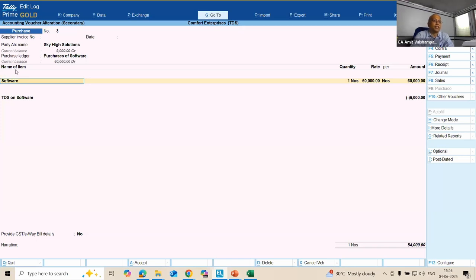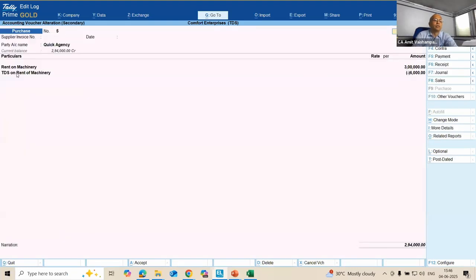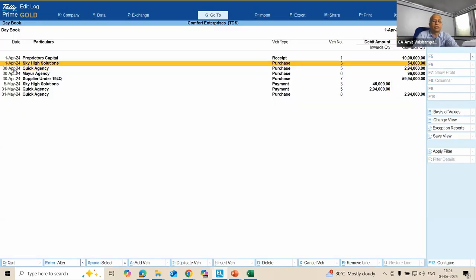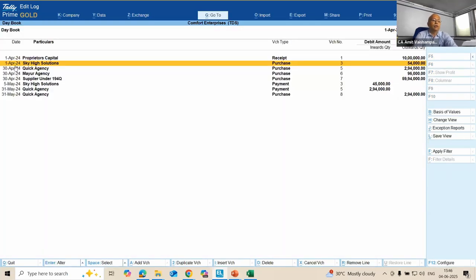So this is a product, this is the nature of item, name of item. I remember discussing this change mode. So this is an item invoice and not an accounting invoice. The previous one was an accounting invoice. This Quick Agency was an accounting invoice. This was particulars. This was a ledger. In this case of Sky High Solutions, this is a software and this is a name of the item. So TDS gets applied on ledger as well as on product, right? So we have passed this transaction.